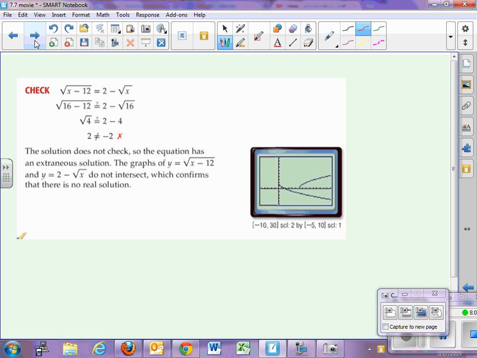So here, as the book described it, the solution does not check. So the equation has an extraneous solution. The graphs of this and this do not intersect, which means no real solution. Okay, that was confusing about the graph thing. Don't worry about that. But there's no solution.